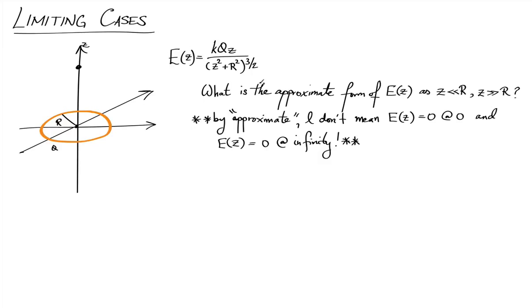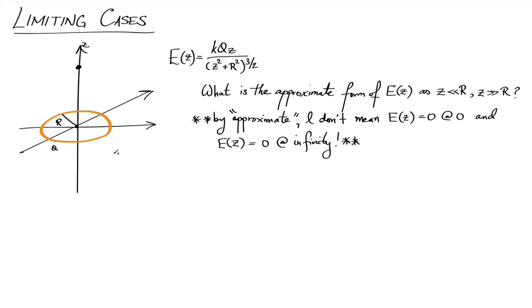So we can ask a question, which is, what is the approximate form that this exact function here takes in two limits? Let's say we can take it at the limit of z is much, much less than the radius of the ring r. So it's, let's say, very, very close over here. Or z is much, much larger than the radius of the ring. So it would be way, way far away.